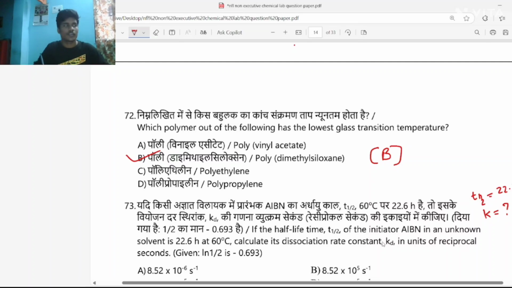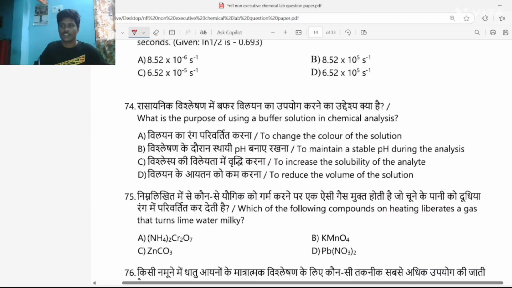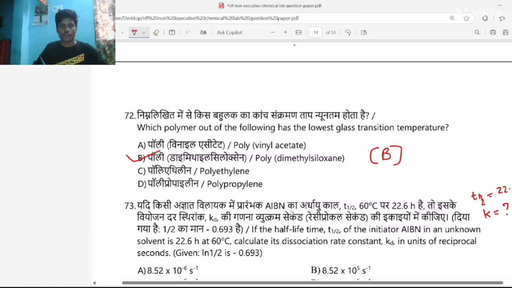Okay, before that we should know which order of reaction it is talking about. Let me check the options. In the options, for all the rate constants, the units are second inverse only. For all the options, there are second inverse only. Definitely it is a first order, right?